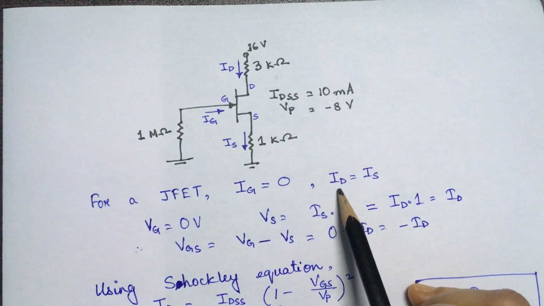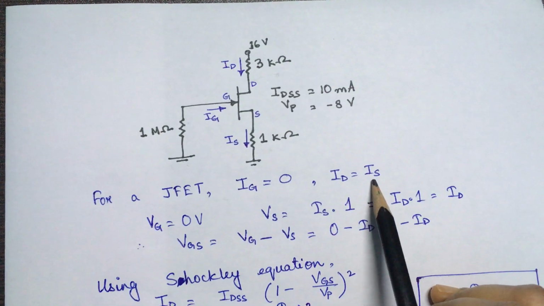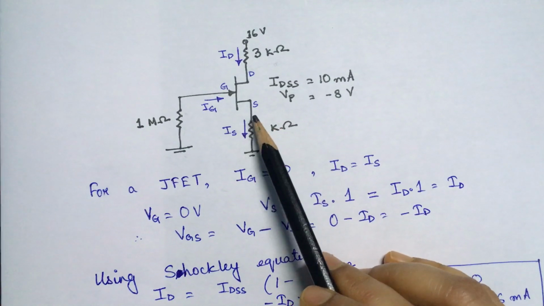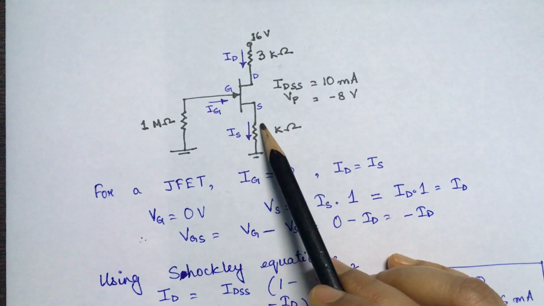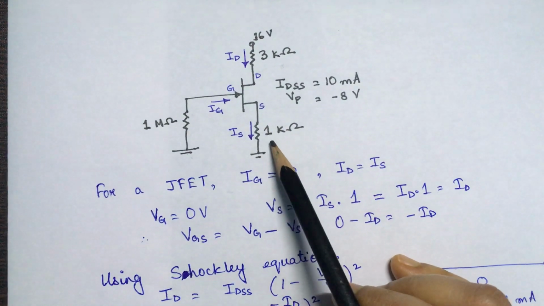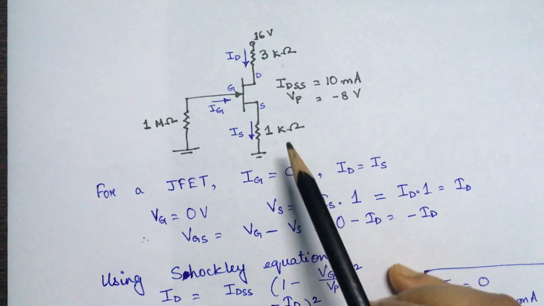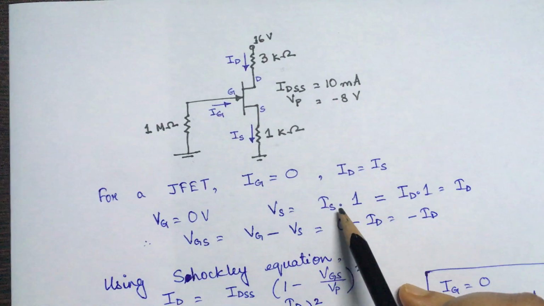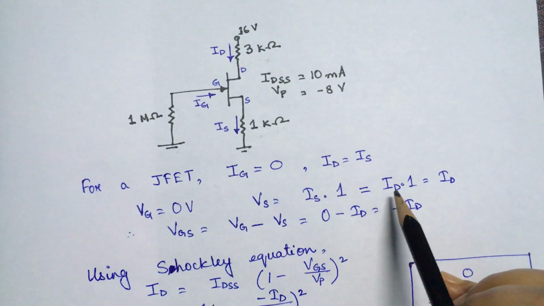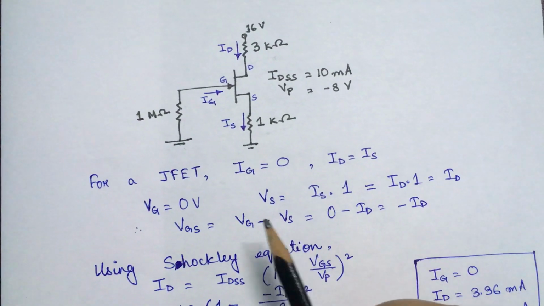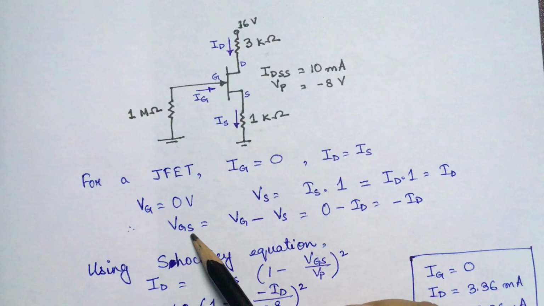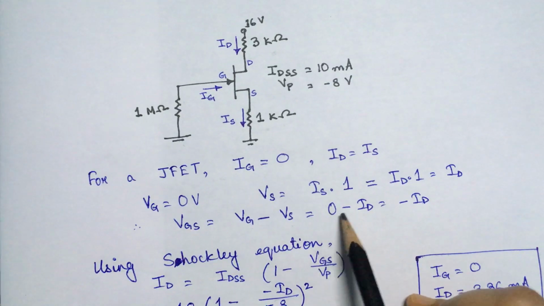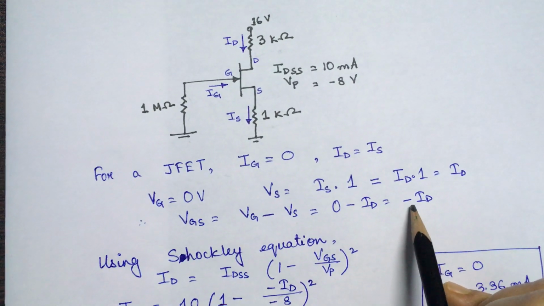We also know that the drain current and the source current are the same. The source voltage Vs is nothing but the voltage across this 1 kilo ohm resistor. So Vs is going to be equal to Is into 1, which is equal to Id into 1, and Id. So the gate to source voltage Vgs is going to be Vg minus Vs, 0 minus Id, and we have it as minus Id.